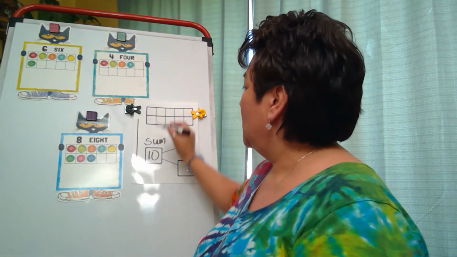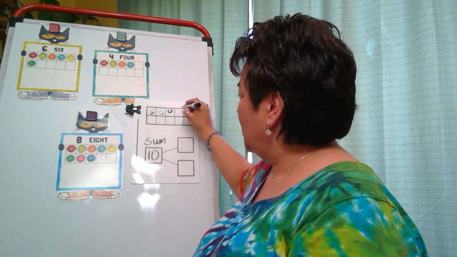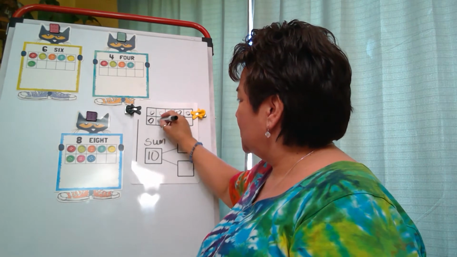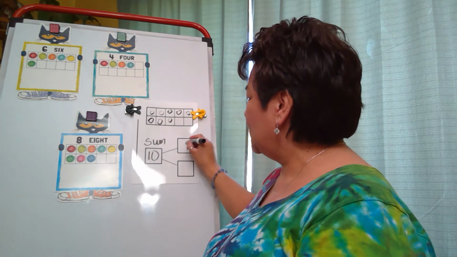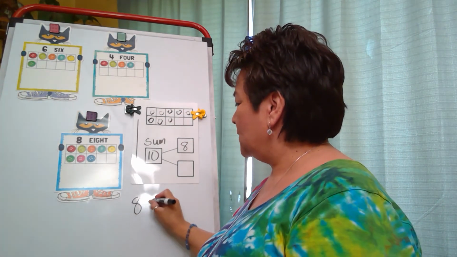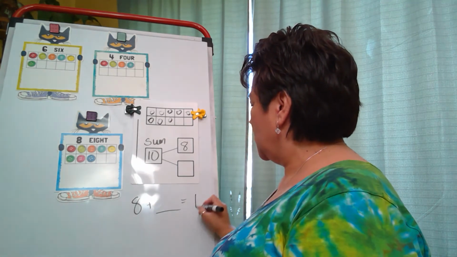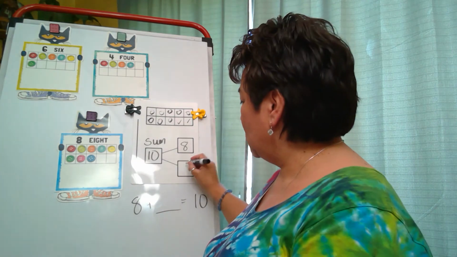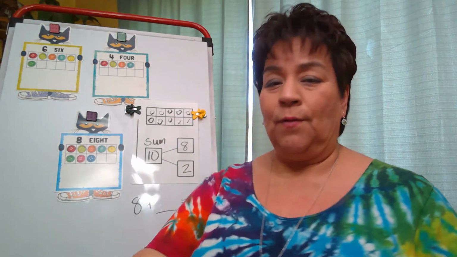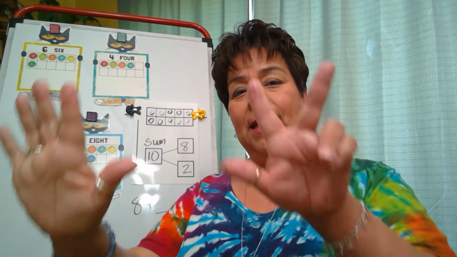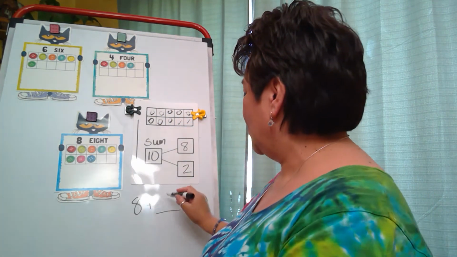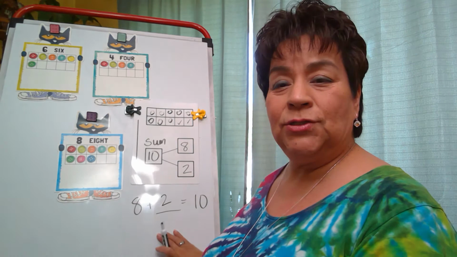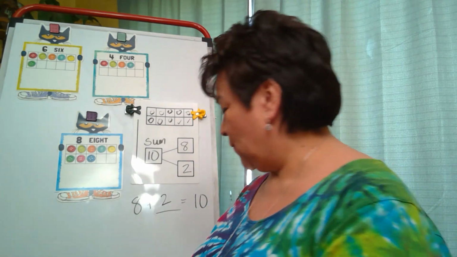Ready? 1, 2, 3, 4, 5, 6, 7, 8. How many buttons is he missing? Let's find out. 1, 2. He is missing 2. So 8 and 2 more. See, you can see the 2. Makes 10. So the addend of 8 and 2 makes 10. Correct.